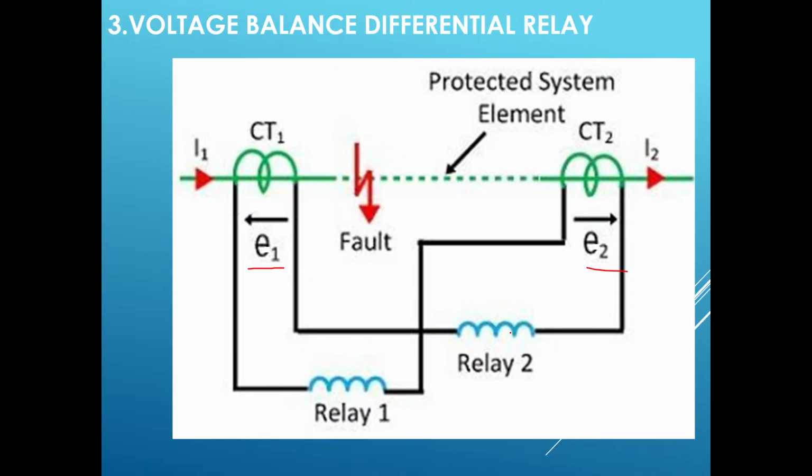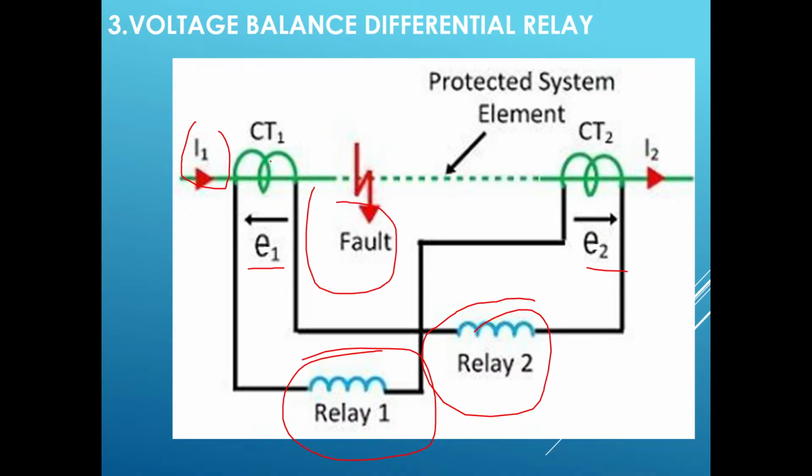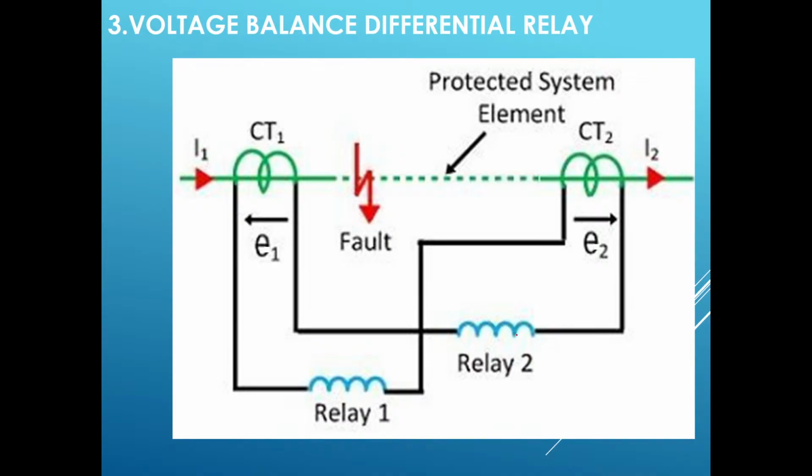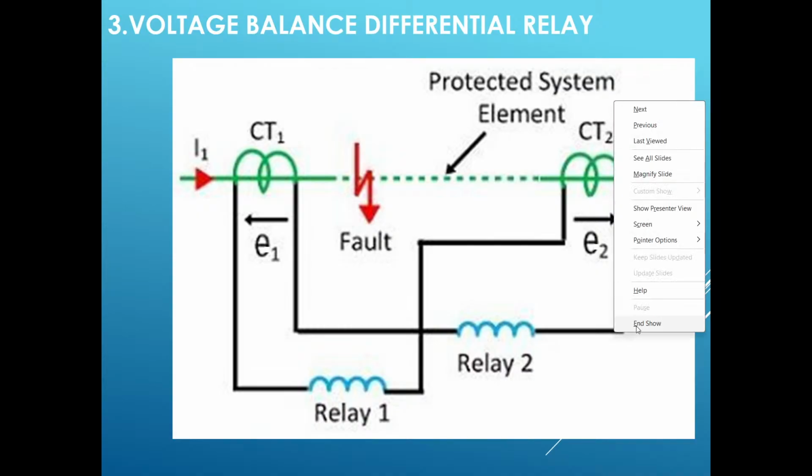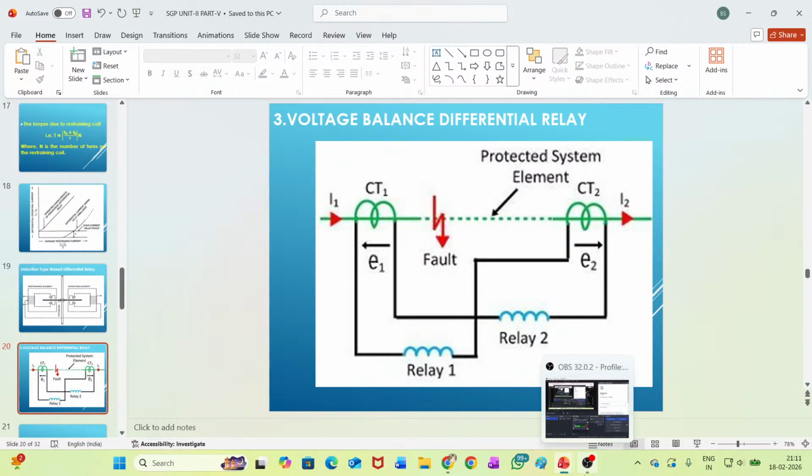Here, the percentage biased diagram, the percentage restraining coil and operating coil are not shown. Simply, we have mentioned two relays here. So if an internal fault occurs, the current entering and leaving CT1 and CT2 will no longer be the same. Hence the EMF induced across the secondaries will no longer be the same. This will cause circulating currents to flow through the pilot wires. Hence the relays will operate under faulty condition. So this is about differential relays.